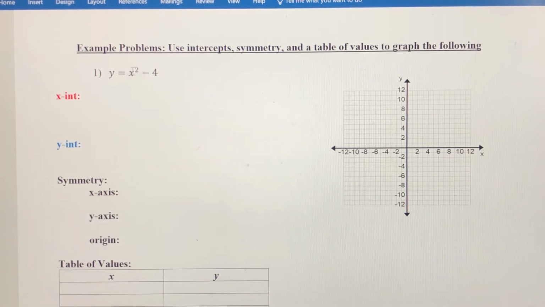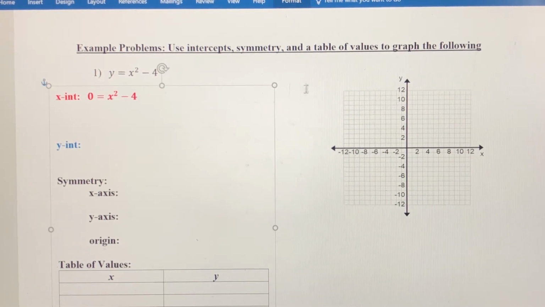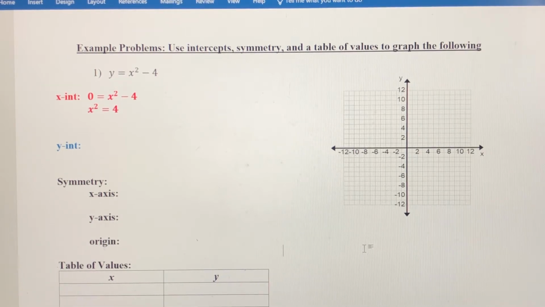All right, so first thing here, we've got a quadratic equation, y equals x squared minus 4. First thing we're going to do is find the intercepts. Remember, to find the x-intercept, we set y equal to 0 and solve that equation for x. When we get x squared by itself, we have x squared equals 4. We take the square root of both sides, and remember, you actually get two solutions here, a positive 2 and a negative 2. So this equation has two x-intercepts, one at negative 2, about right here, and one at positive 2, which will be there.